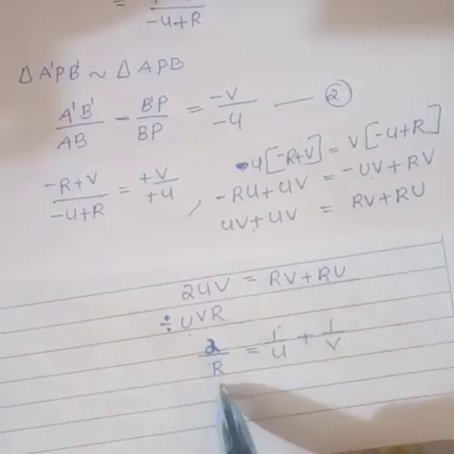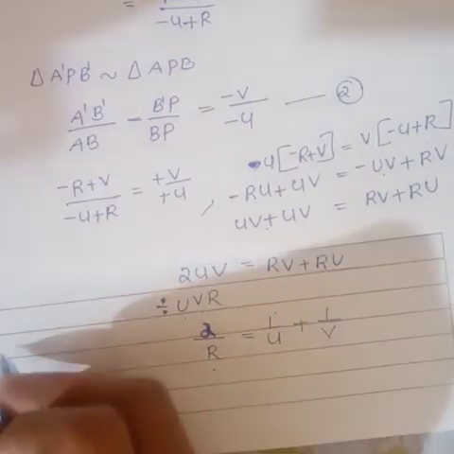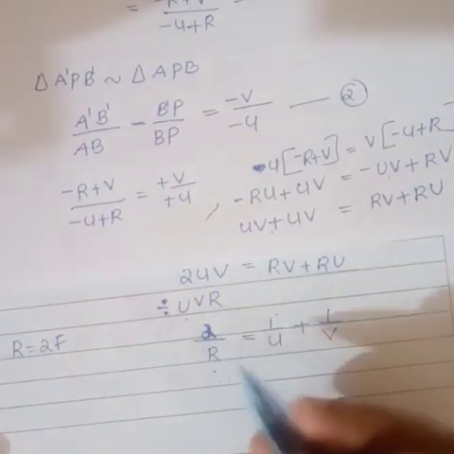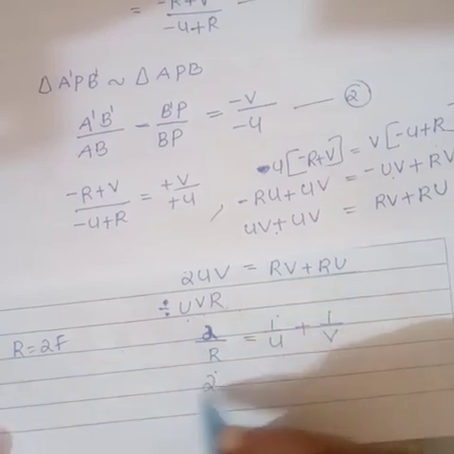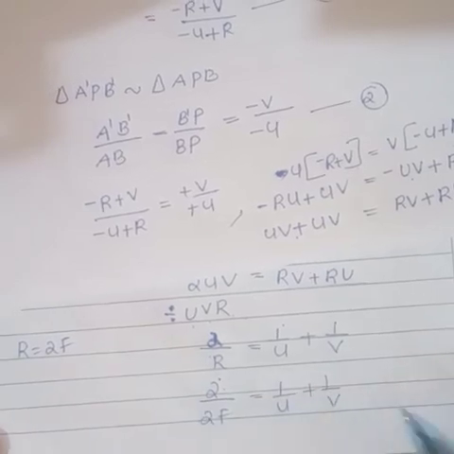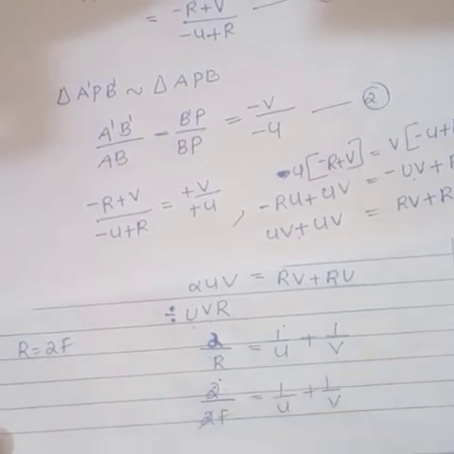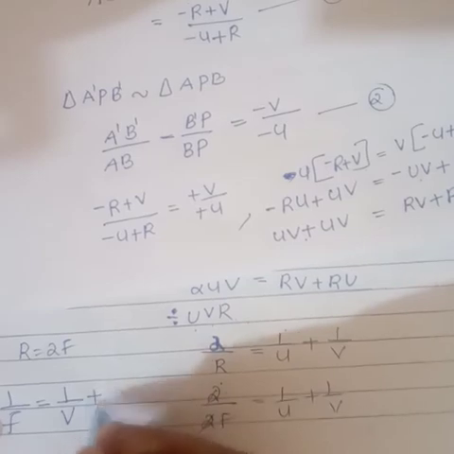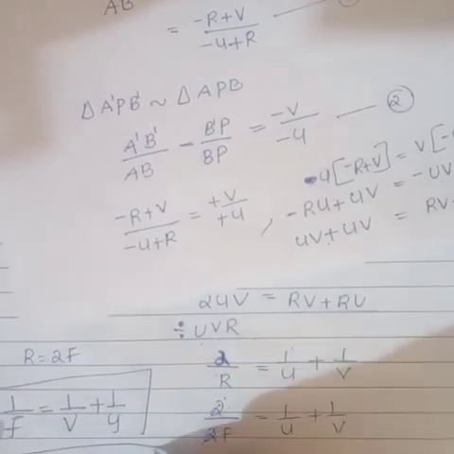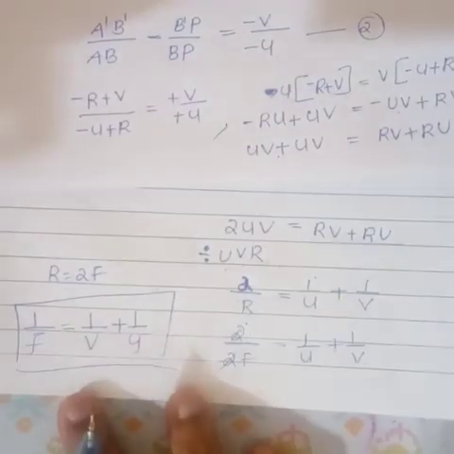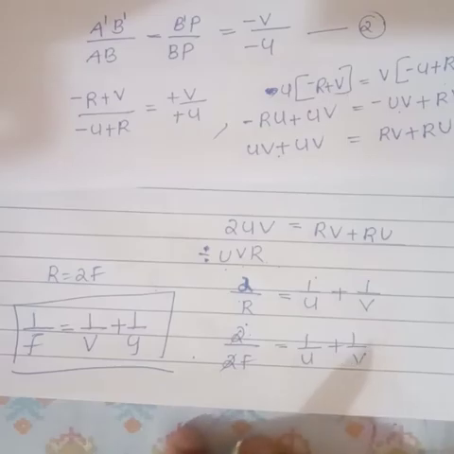Then tell me, 2 by R is what? You know that R is equal to 2F, so substitute this here. R is equal to 2F, that is 2 divided by 2F is equal to 1 by U plus 1 by V. The 2 cancels, so you got the mirror formula: 1 by F is equal to 1 by V plus 1 by U. Hence proved. This is the mirror formula.